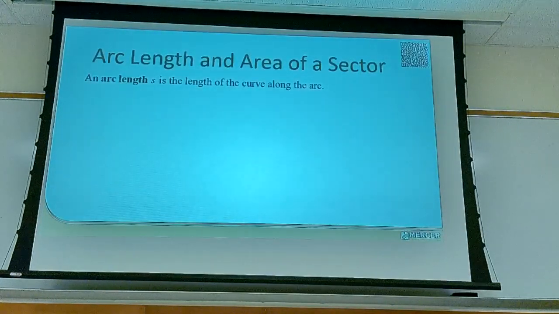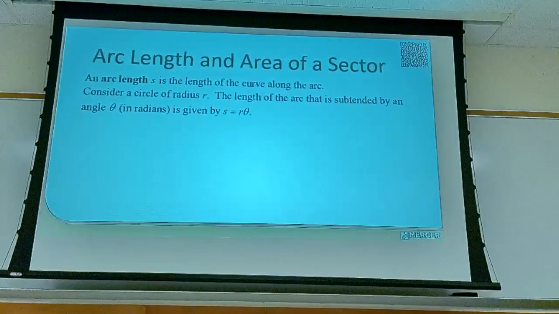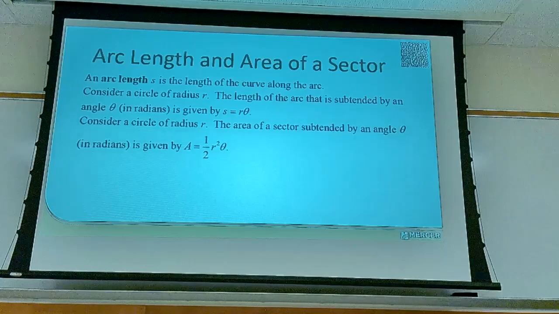Arc length is defined to be the length of the curve along a specific arc. We consider a circle of radius r. The length of the arc that is subtended by an angle theta, which must be measured in radians, is r times theta, the radius times the angle. And the area of the sector subtended by an angle theta, again measured in radians, is one half r squared theta.